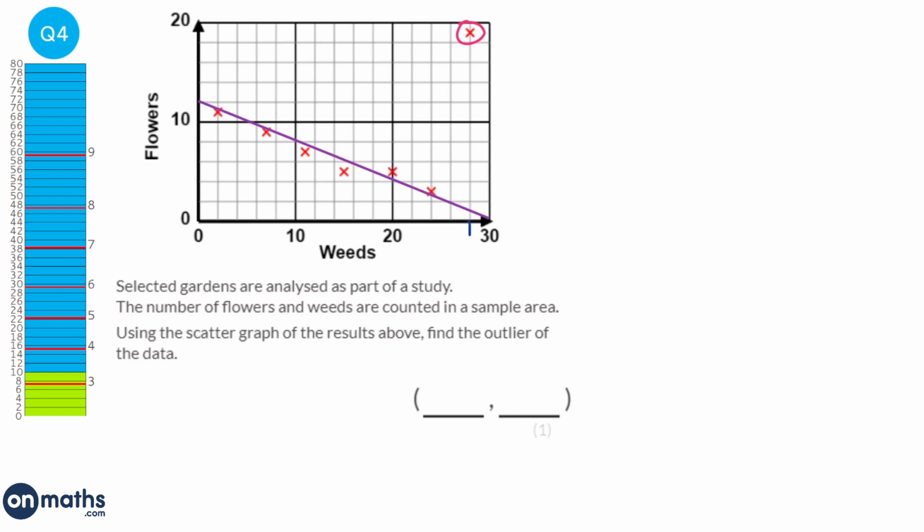So we know that these are going up in twos. So this will be 28, so the x coordinate will be 28, and this will be 19. So our coordinate will be 28, 19 for our outlier.